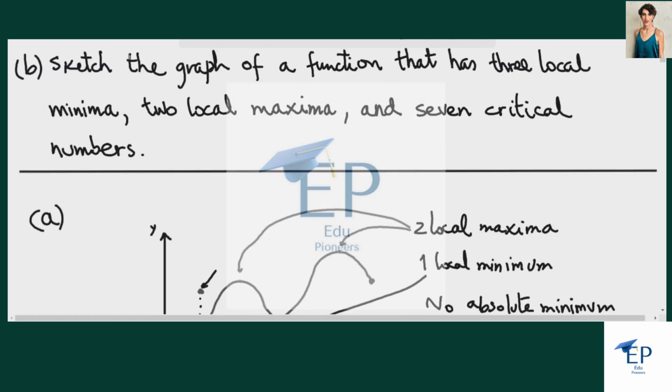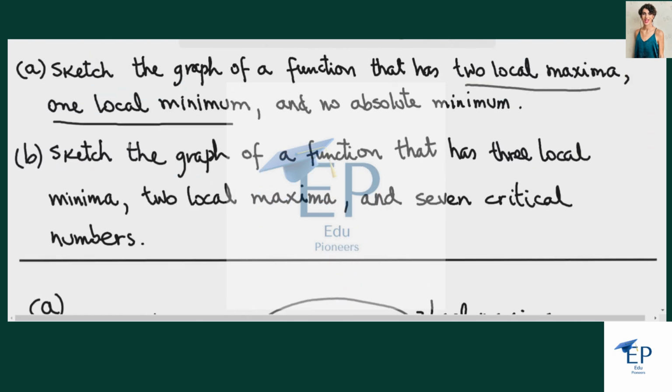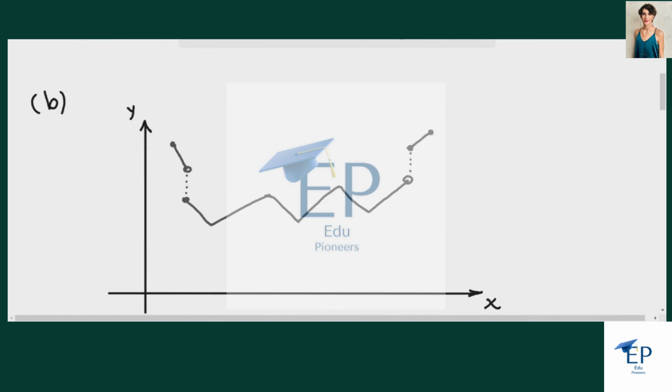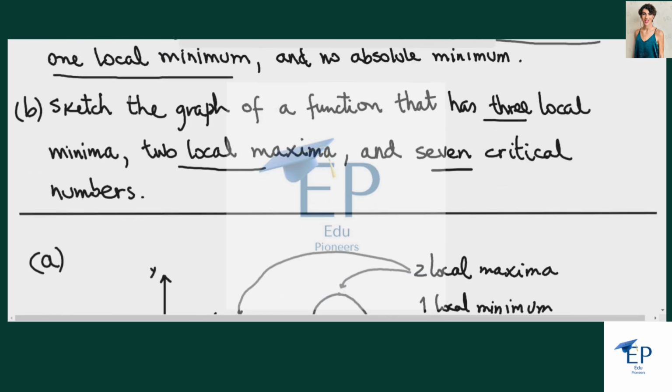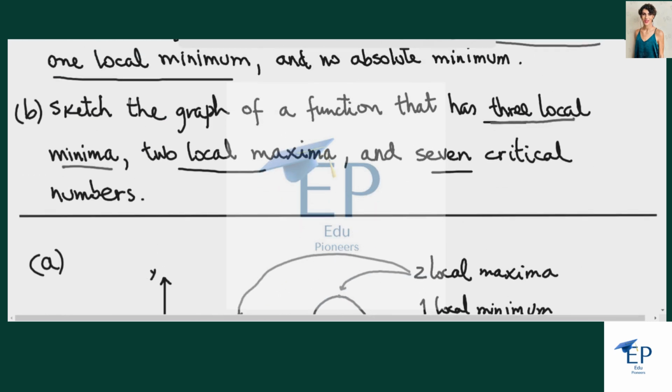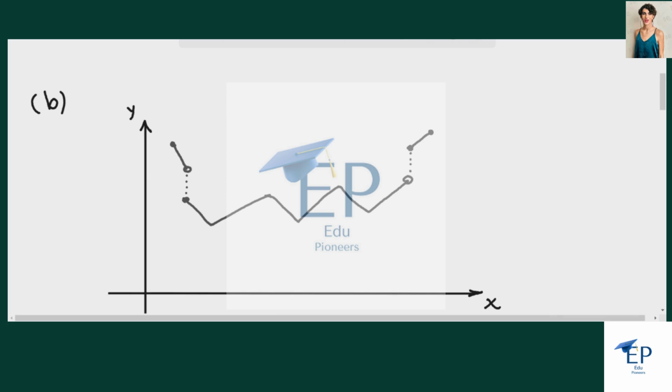Okay, now we go for part B, which should be a little bit more interesting, and we see the following. We have three local minima, two local maxima. It seems that there are already five critical numbers. We need two more to have seven critical numbers. So we have drawn this, and as we can see here, let's do it with the statement: three local minima. So we have local minima here, here, and here. So we have three local minima.